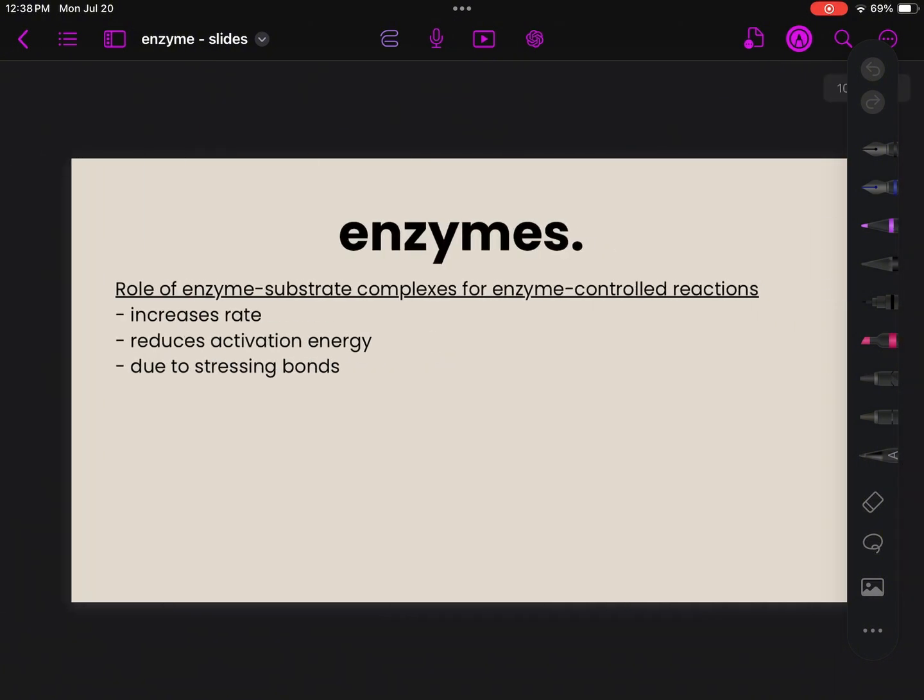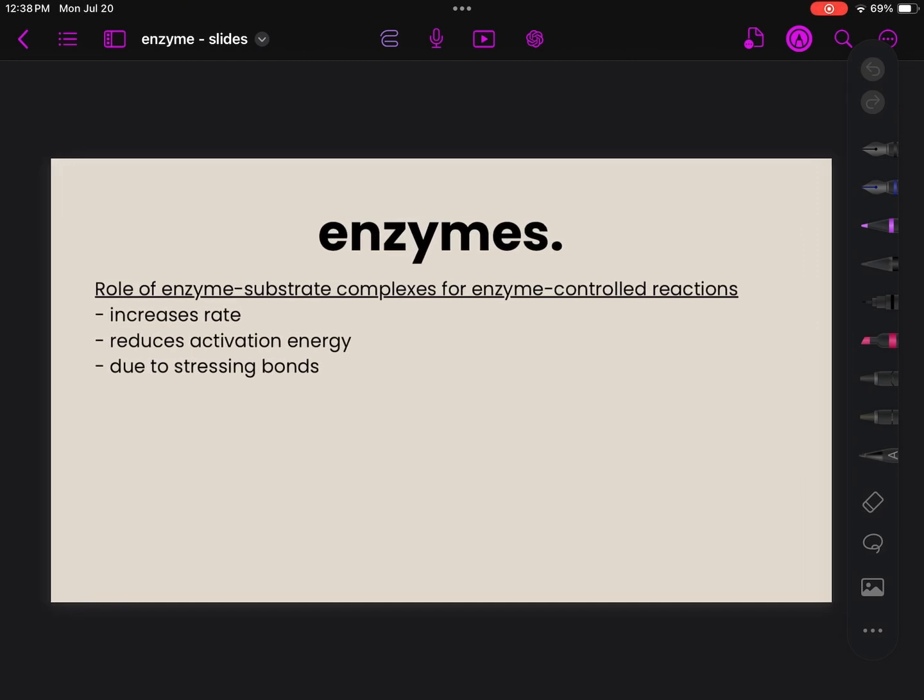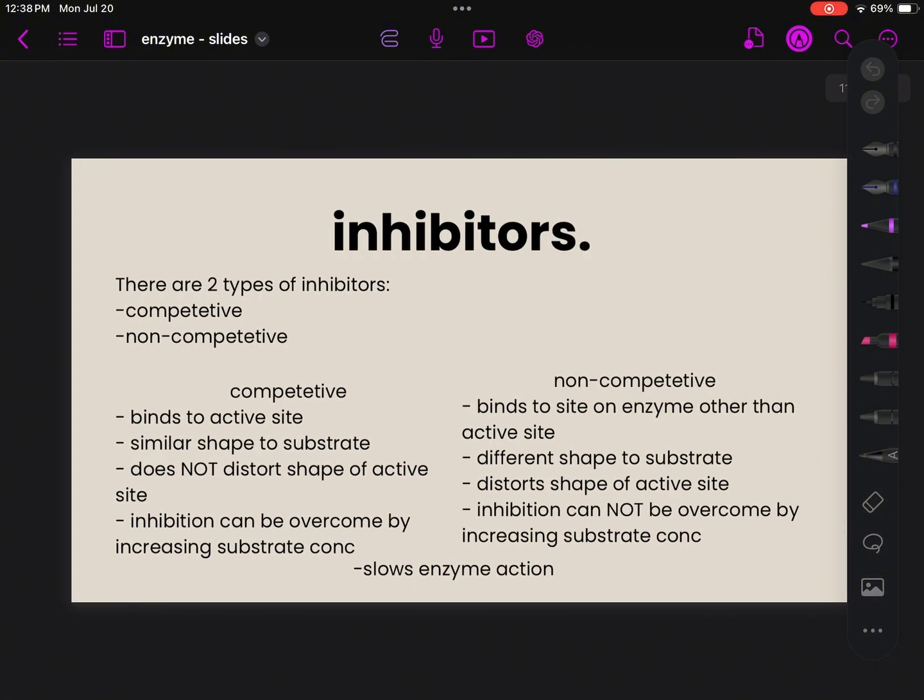Okay, now onto the role of the enzyme substrate complexes. It increases the rate and is able to do this by reducing activation energy due to the stressing of bonds within the substrate. Moving on to inhibitors, there are two types of inhibitors, competitive and non-competitive.